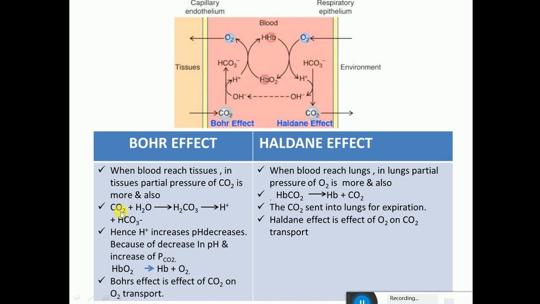That CO2 combines with H2O and produces H2CO3, carbonic acid, which further dissociates into H plus and HCO3 minus. Here we have to notice CO2 does not directly dissolve in the blood; it dissolves in the form of carbonic acid. For this reaction, the carbonic anhydrase enzyme is used, and hence H plus increases. Due to this reaction, the H plus increases in the blood, and due to the increase in H plus, the pH also decreases.